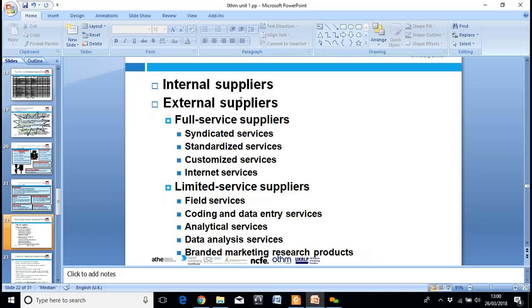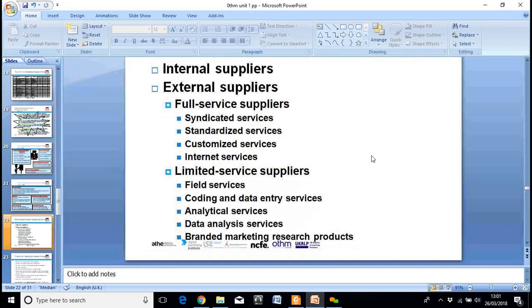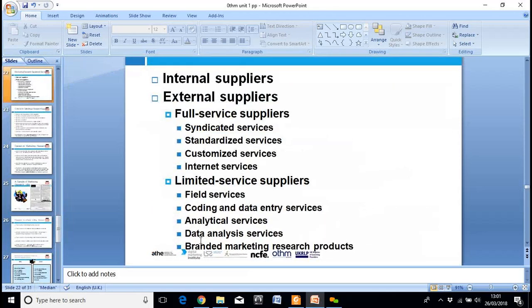Internal suppliers and external suppliers. Full service suppliers who do everything. Syndicated services, standardized services, customized services and internet services. Limited service suppliers who just do specific things like coding and data entry, analysis of the data and branded marketing research products. Those are specific services that some external suppliers provide. Again, a lot of the larger organisations will have an in-house service for nearly every one of these, where they will do everything in-house.